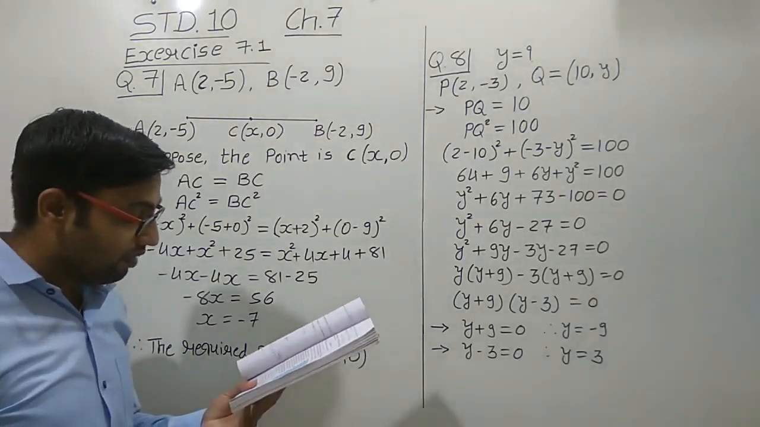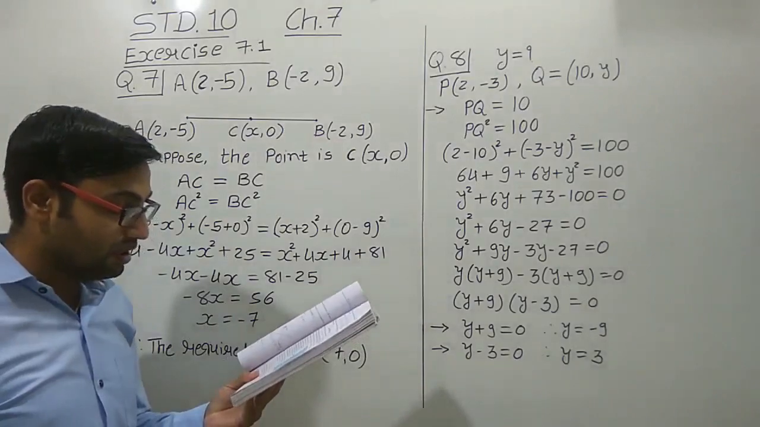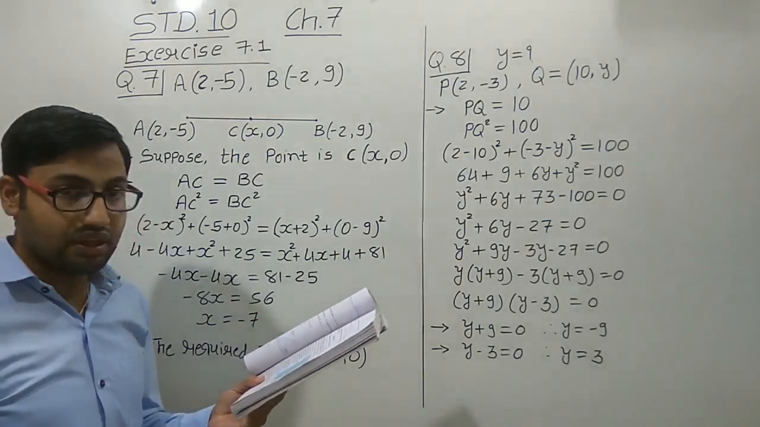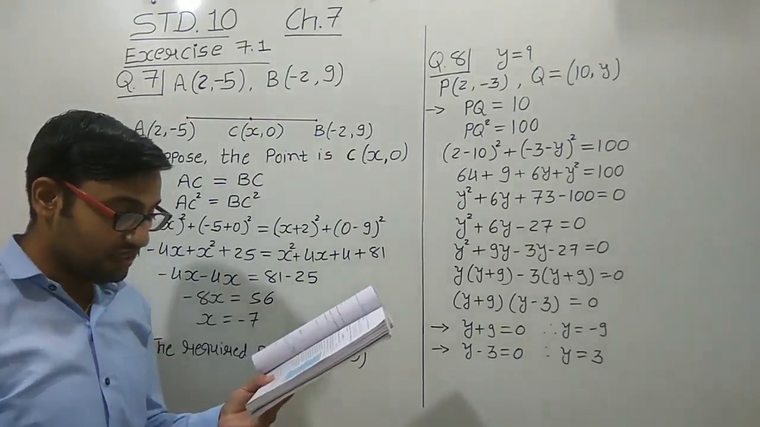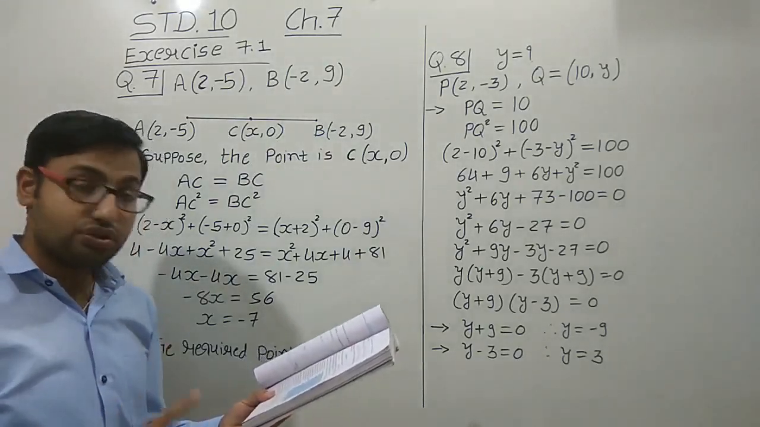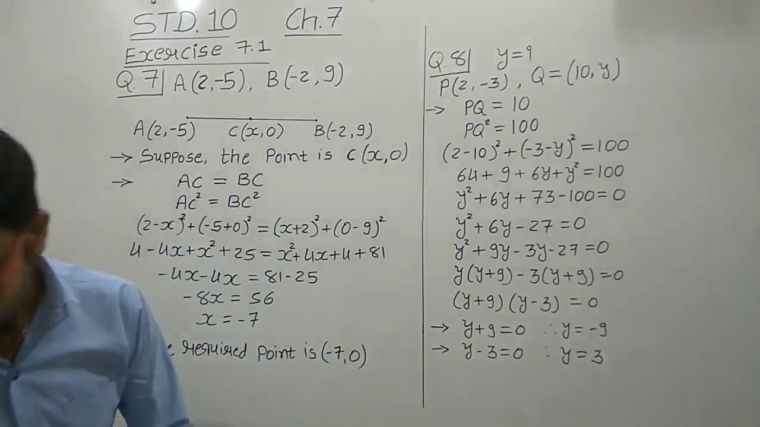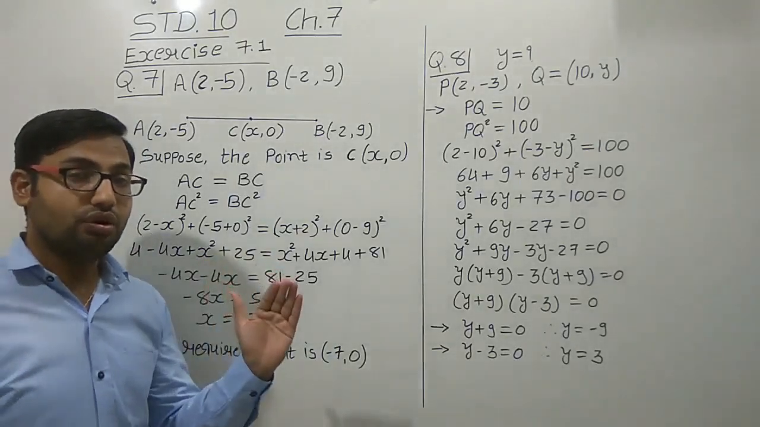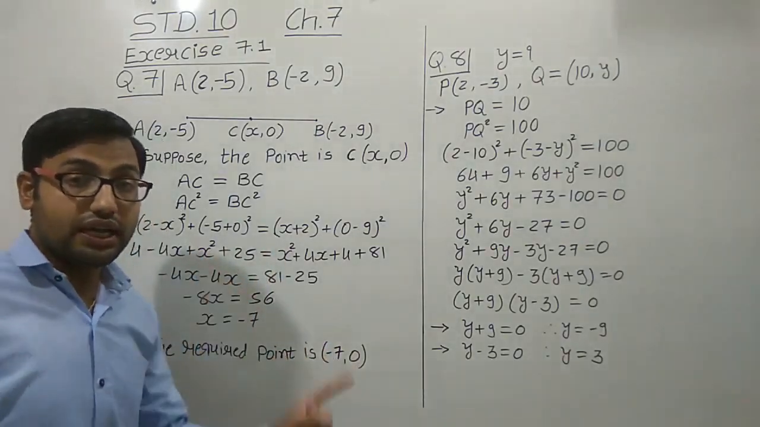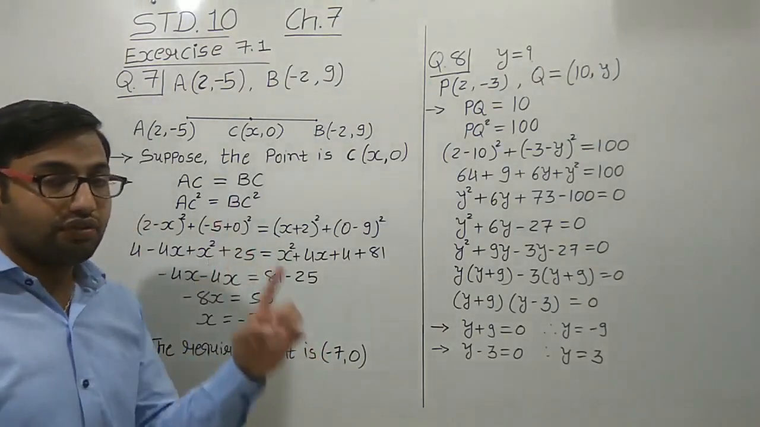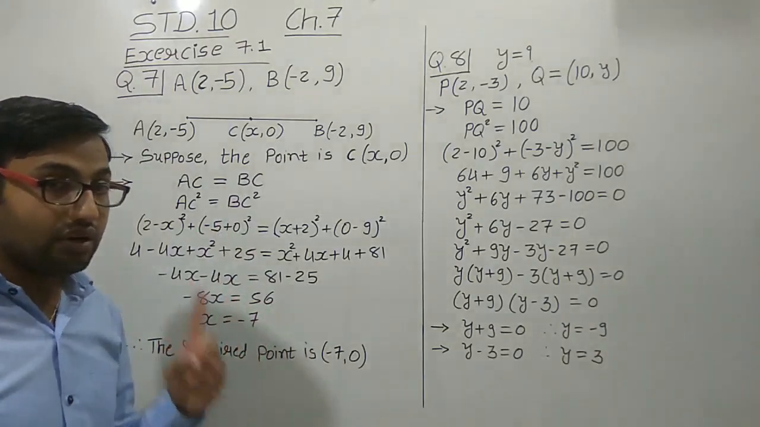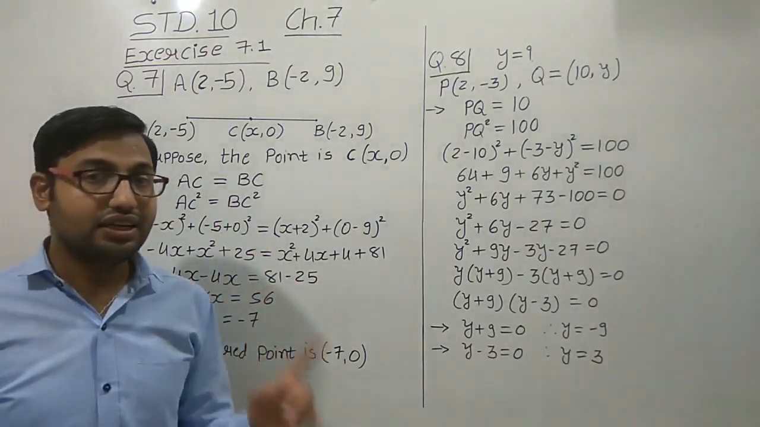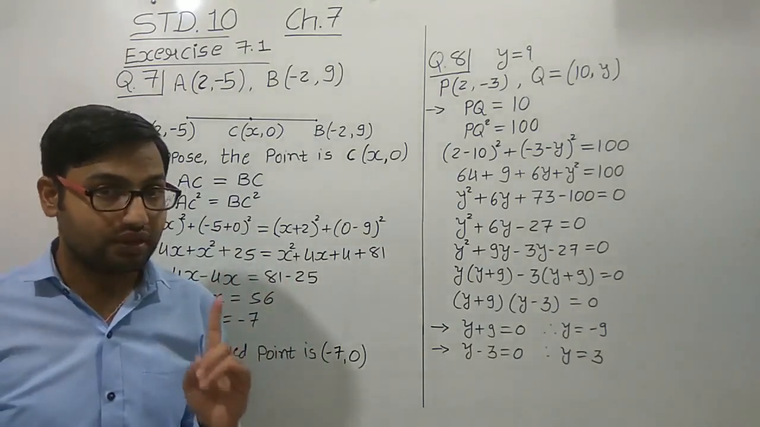The question is, find the point on the x-axis which is equidistant from the 2 given points, (2, -5) and (-2, 9). So here we have to find a point which is on the x-axis. Again, it is equidistant from the two given points. Now think, whenever the point is on the x-axis, its y coordinate is 0, right?